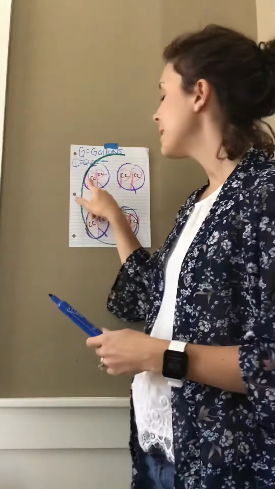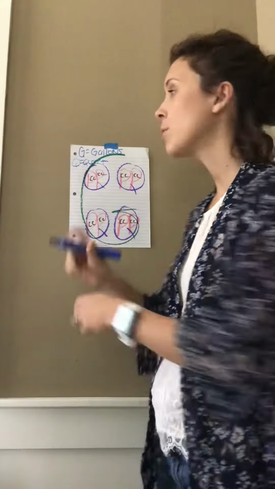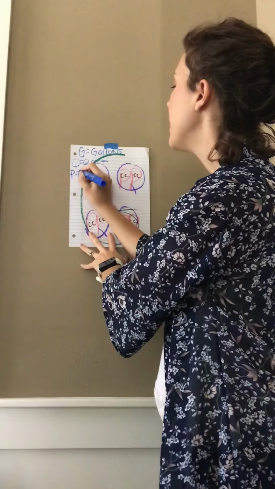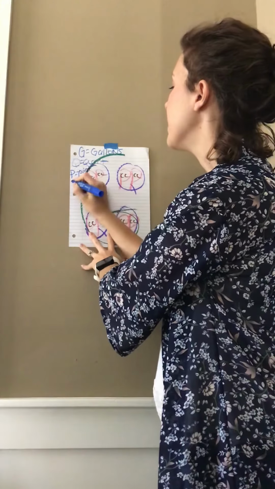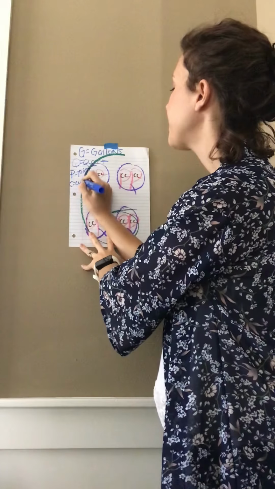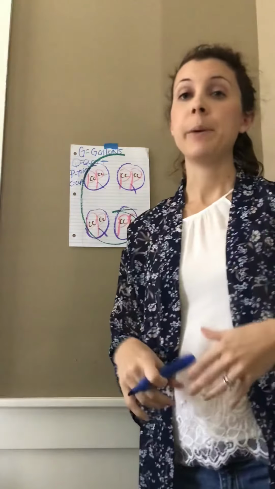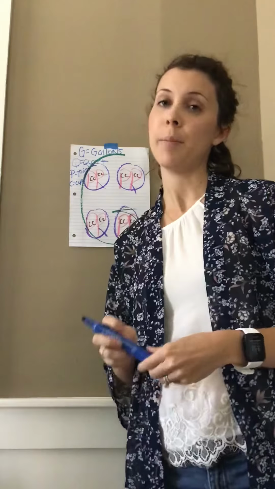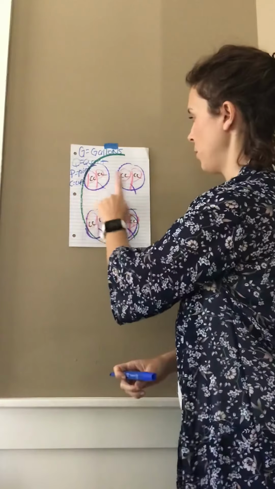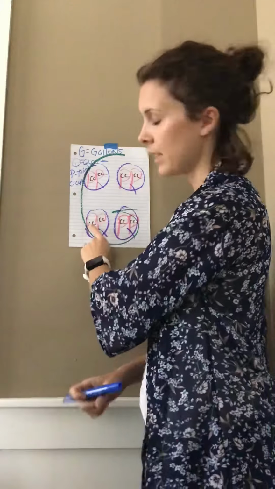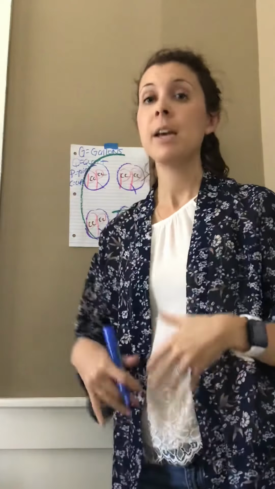All right, and then C is for cups. So P was pint, and C is for cup. So in order to find out how many cups are in a gallon, we would need to count up all of our C's. That's 2, 4, 6, 8, 10, 12, 14, 16. There are 16 cups in a gallon.